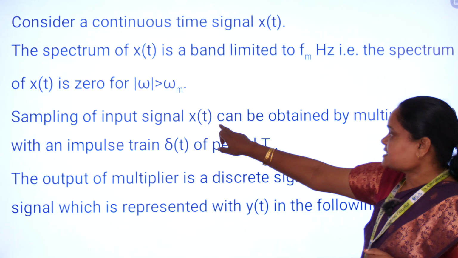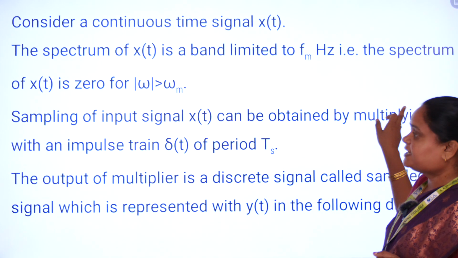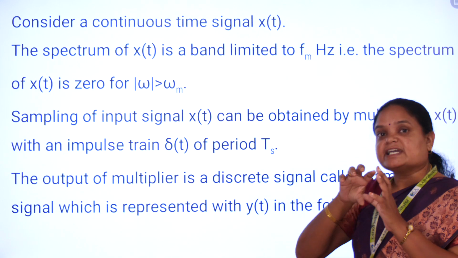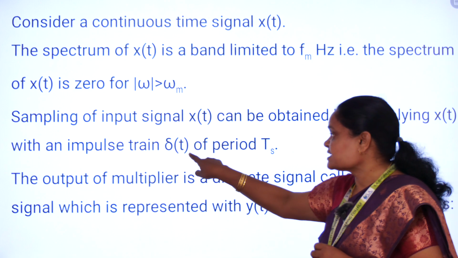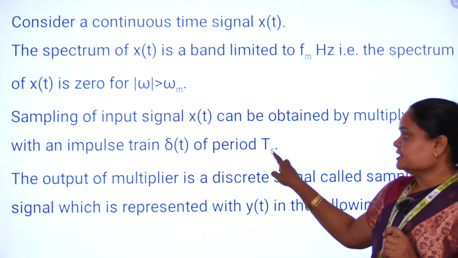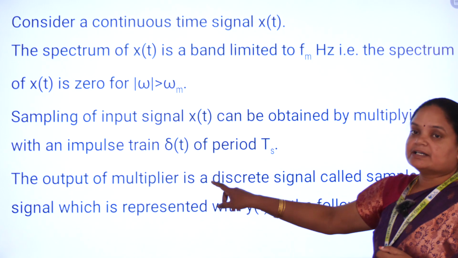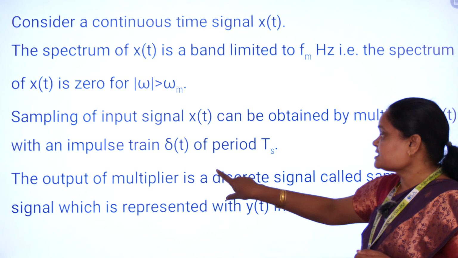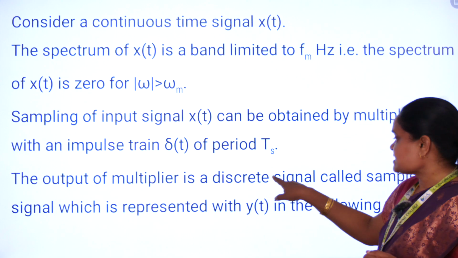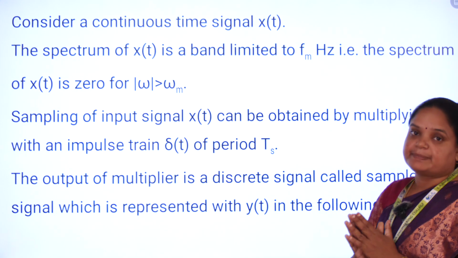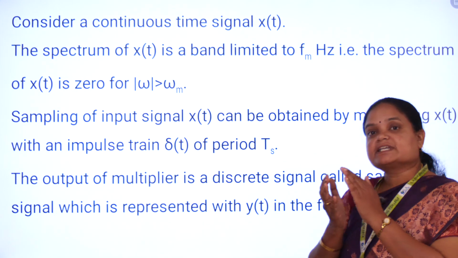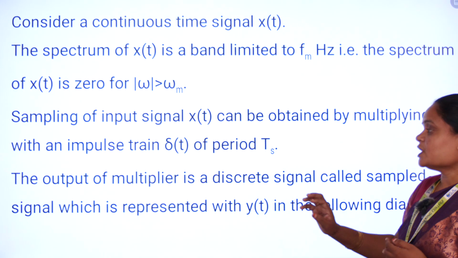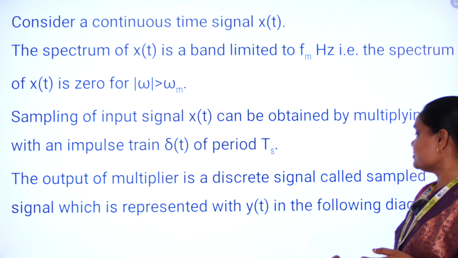Sampling of the input signal x of t can be obtained by multiplying x of t with an impulse train, which we call del of t, with a period Ts. The output of this multiplier is a discrete signal called the sampled signal, and it is represented by y of t.